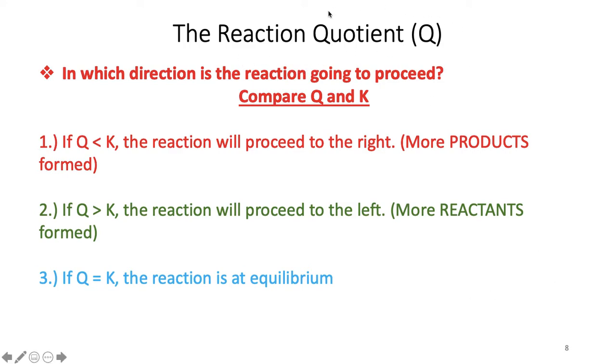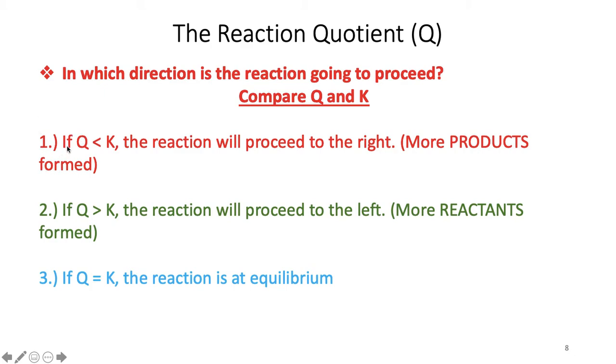Now I can use the reaction quotient Q that we talked about to predict in which direction the reaction is going to proceed. If I know the value of K for a reaction, and I can figure out what the value of Q is at a particular point, I can compare Q, my reaction quotient, to K, the value for the equilibrium constant, and I can tell which direction the reaction is going to proceed, whether it's going to proceed in the forward direction or in the reverse direction.